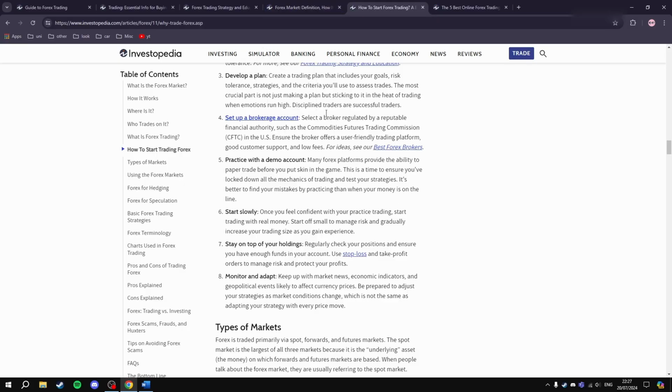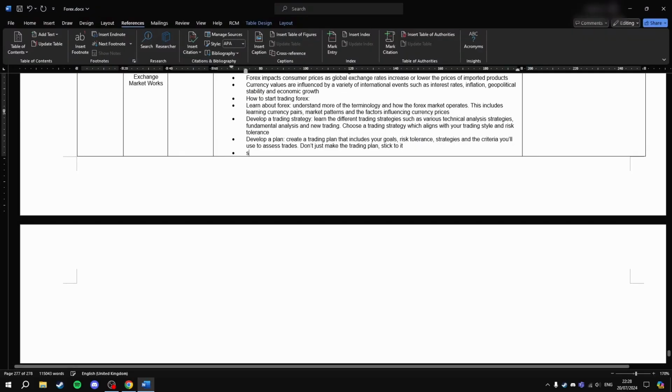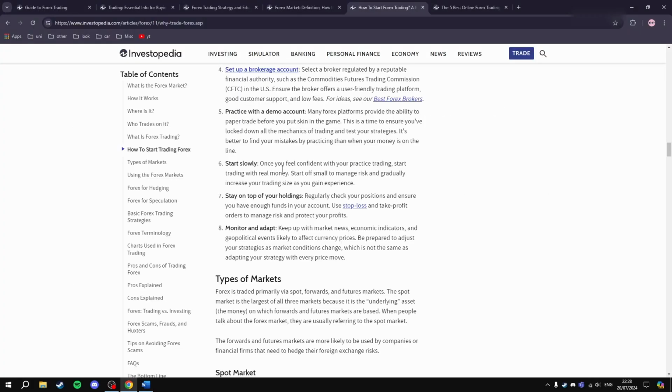Set up a brokerage account. Select a broker regulated by a reputable financial authority such as the Commodities Futures Trading Commission in the US. Ensure the broker offers a user-friendly trading platform, good customer support, and low fees. For ideas, see our best Forex brokers.